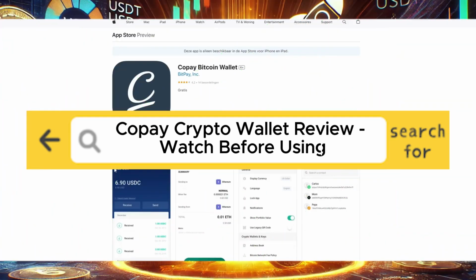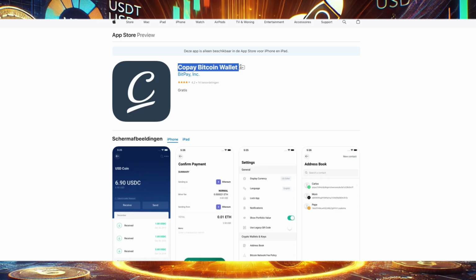Copay Crypto Wallet Review, Watch Before Using. In this review, we'll break down everything you need to know about the Copay Crypto Wallet.